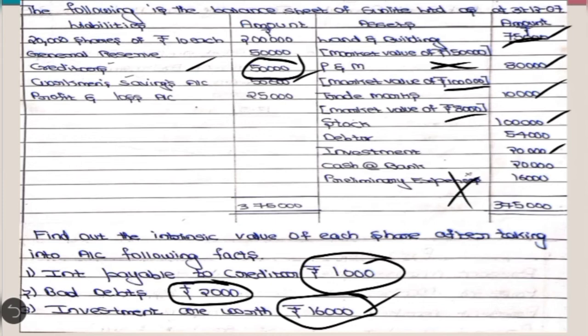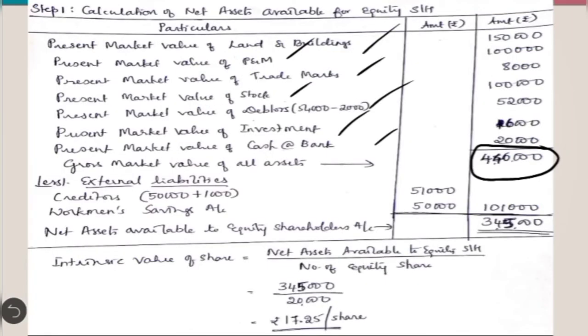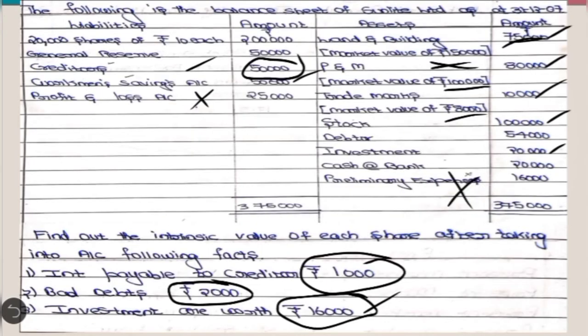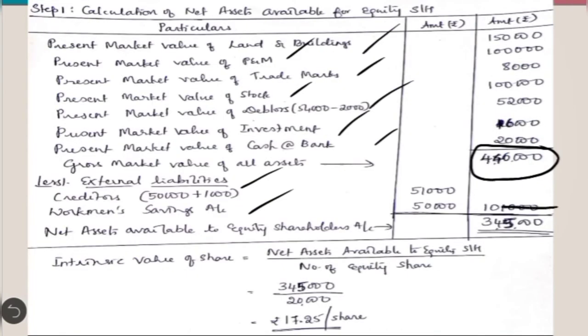Then profit and loss account, no. So there are only two external liabilities, first creditors and second workmen's savings account. When you deduct this from the gross market value, you get the balance of 3,45,000. If you see the liability side here, do we have preference share capital? No, preference shareholders are not there. So whatever balance you get here is called net asset available for equity shareholders. Now we have to apply the formula. Intrinsic value is equal to net asset available for equity shareholders divided by number of equity shares. 3,45,000 divided by 20,000 comes to rupees 17.25 per share. So this is the first question.